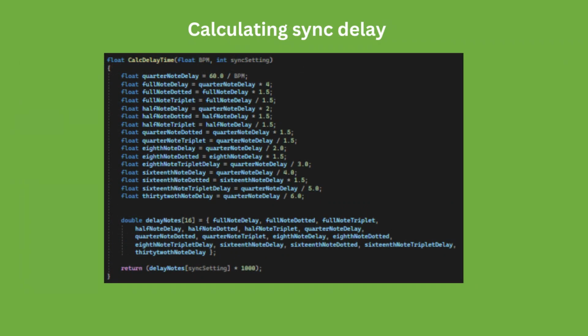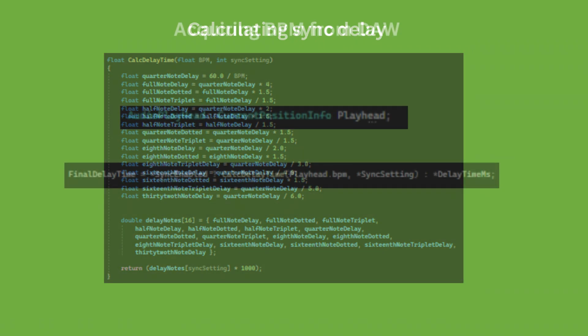We also take an integer value for sync setting. So I've calculated the quarter note delay, and from that, all of the remaining delay times you might want in a sync setting. This is not an exhaustive list, but this is most of the values you might want to use. And I've just put all those into an array, and that sync setting integer variable from the plugin allows you to choose which sync setting. And this calculates it in seconds, so it's scaled up to milliseconds on the return.